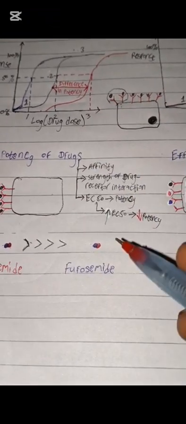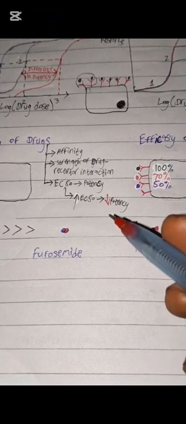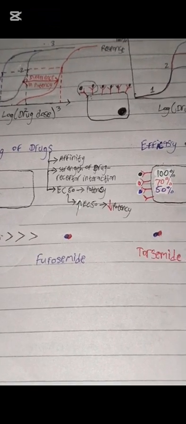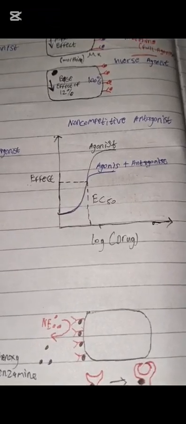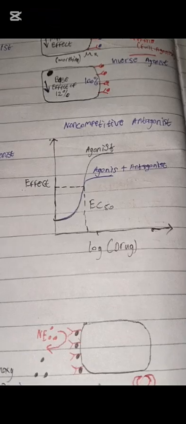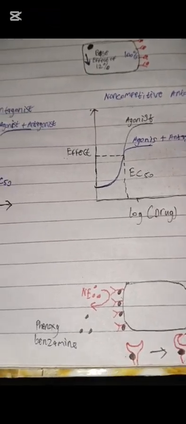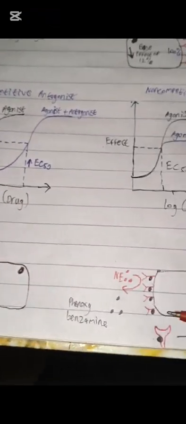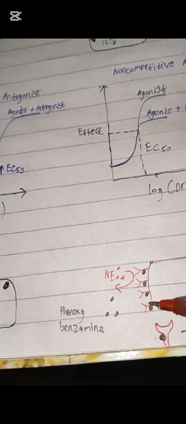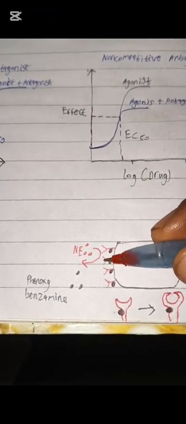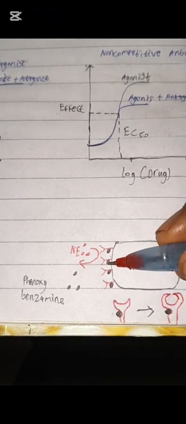Remember this graph, the dose response relationship? We said increasing EC50 means a reduced potency. So a competitive antagonist reduces the potency of a drug. Now for non-competitive antagonists, what does it do? Unlike a competitive antagonist that blocks the receptor, this doesn't block it. It binds to an allosteric site. This is the main site, but it's binding to an allosteric site.